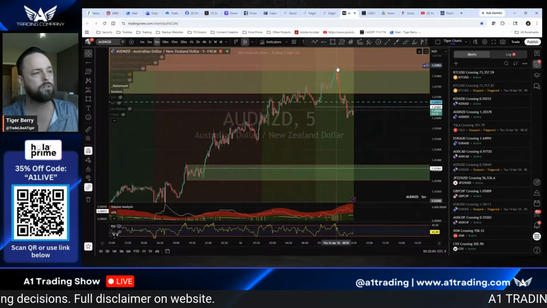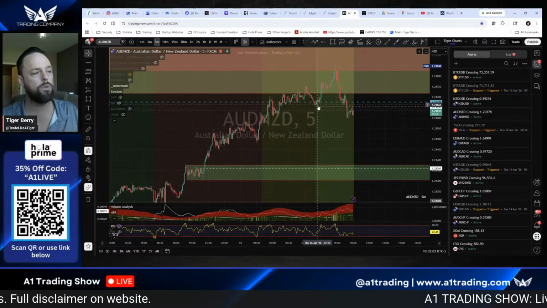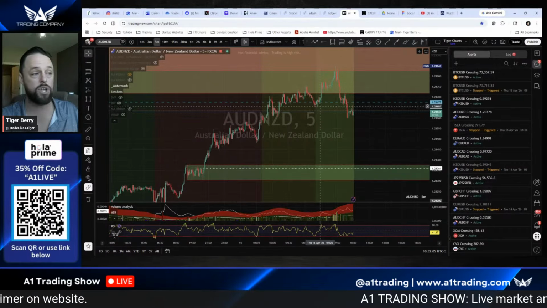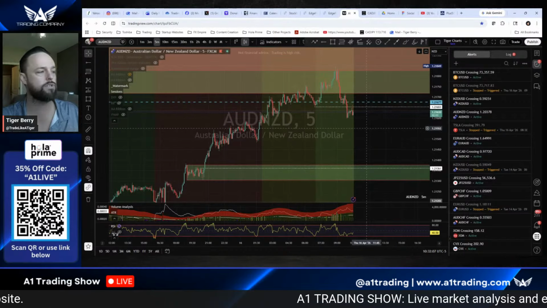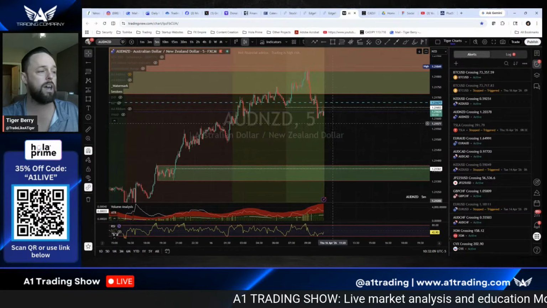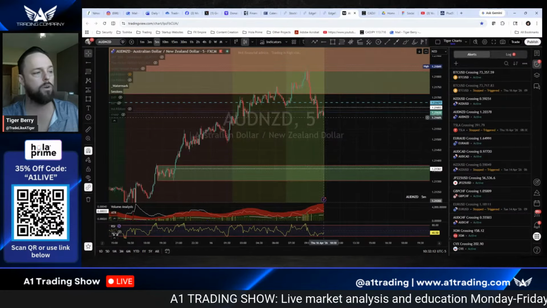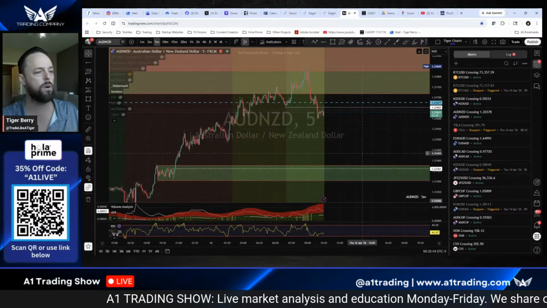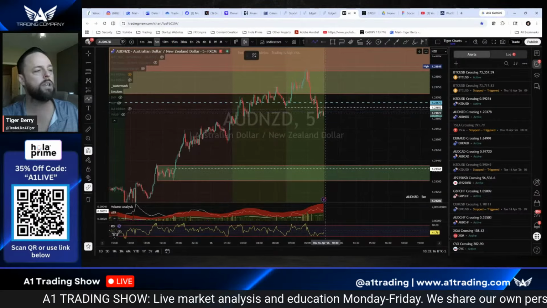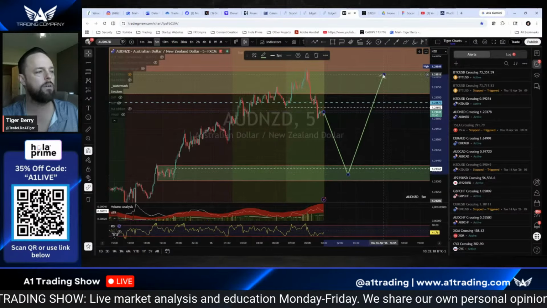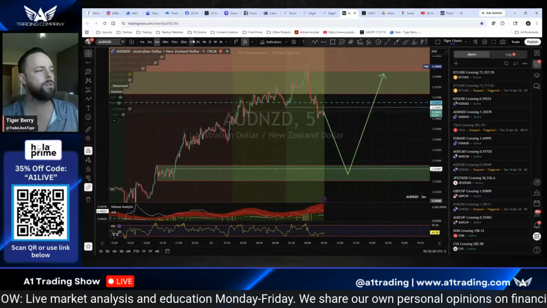So that supply zone could be part of, again, with the headline, why it's changing character or breaking structure to the downside. So I would just look at it as, maybe that zone will push price back down to my demand zone, where I would obviously be interested in taking the other side down here. So that is an opportunity.